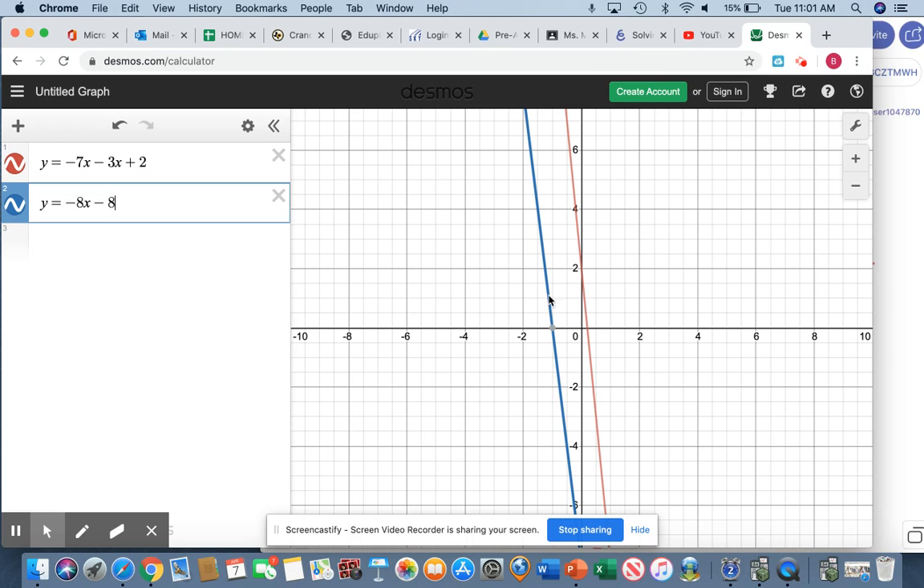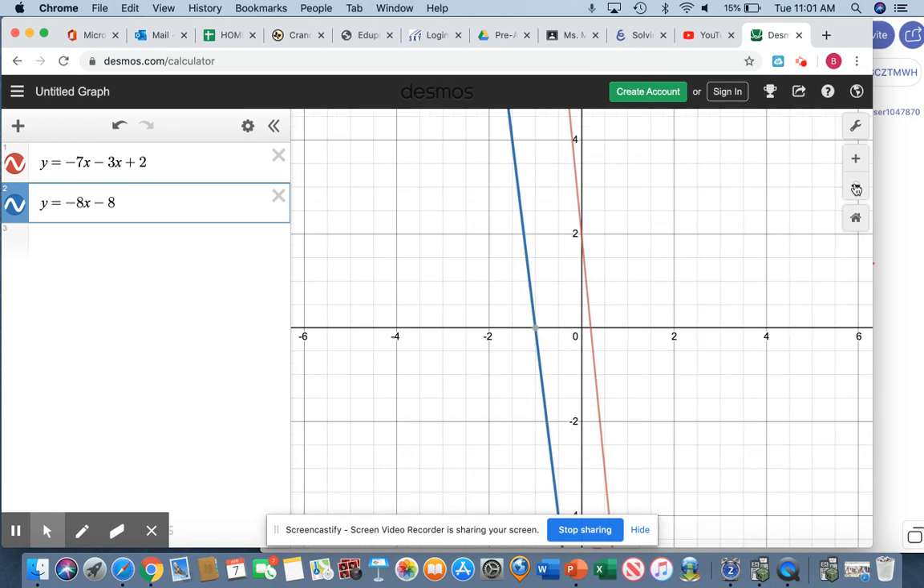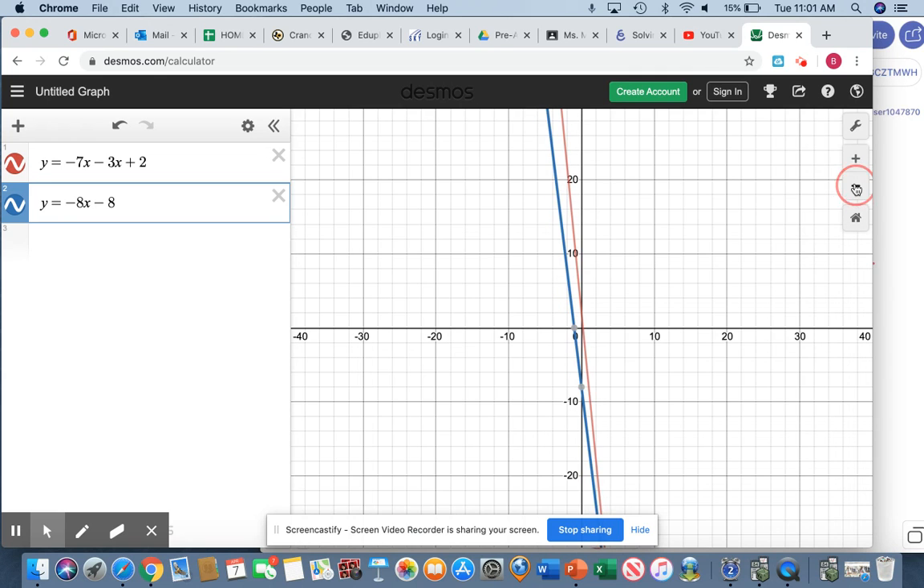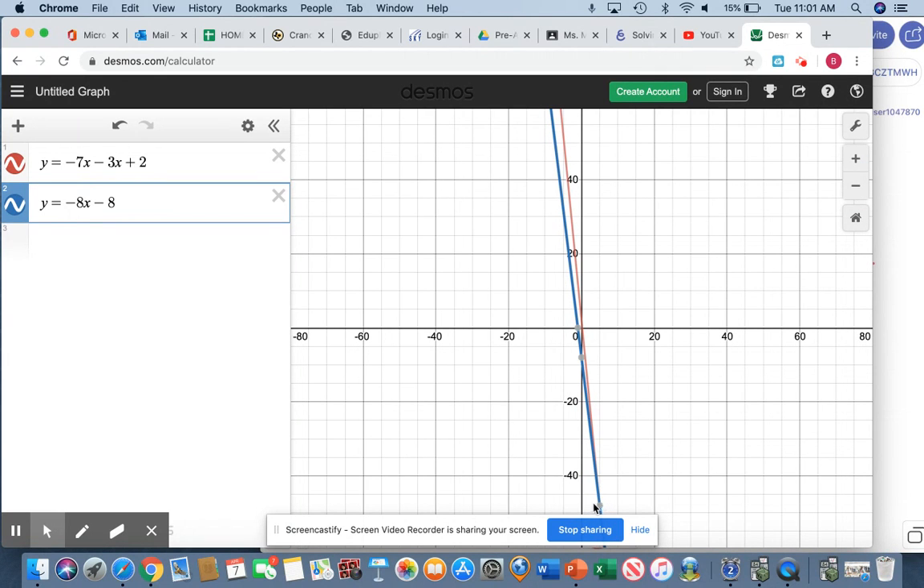Then I zoom out, because right now I don't see where they're crossing. I'm going to zoom out. Oops, that's zooming in. And right down here, I can see where they're crossing, and it's 5, negative 48, and we only care about the x value of 5. So the answer is 5, and that's what we got when we worked it out by hand. There you go. That's how to solve multi-step equations.